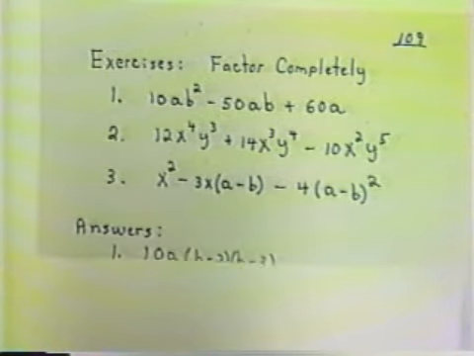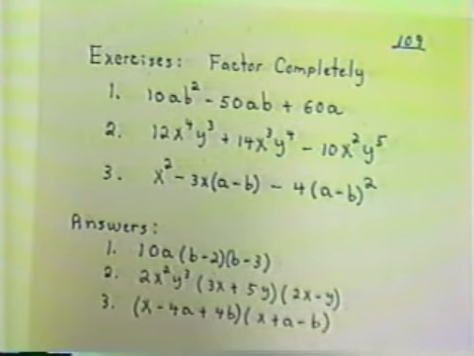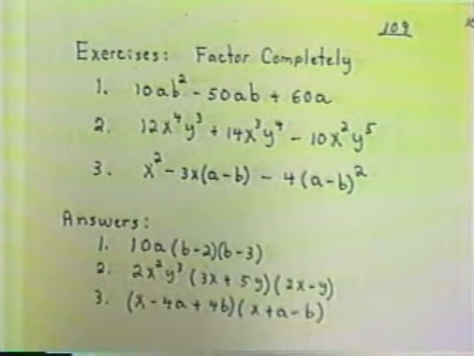Here come the answers. The answer to the first one, 10a times b minus 2 times b minus 3. The second one, 2x squared y cubed times 3x plus 5y times 2x minus y. The third one, x minus 4a plus 4b times x plus a minus b.